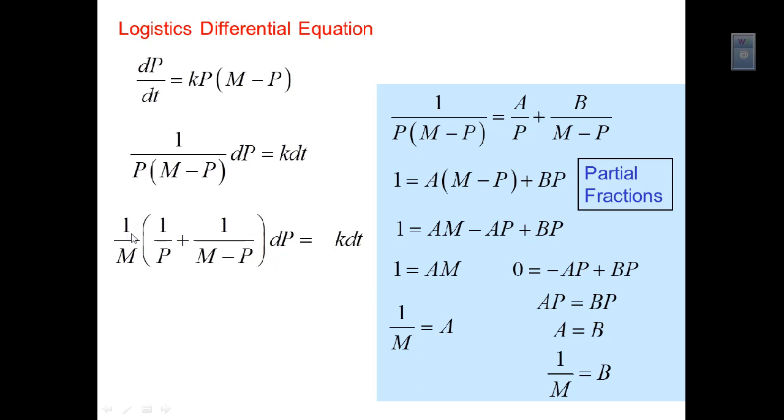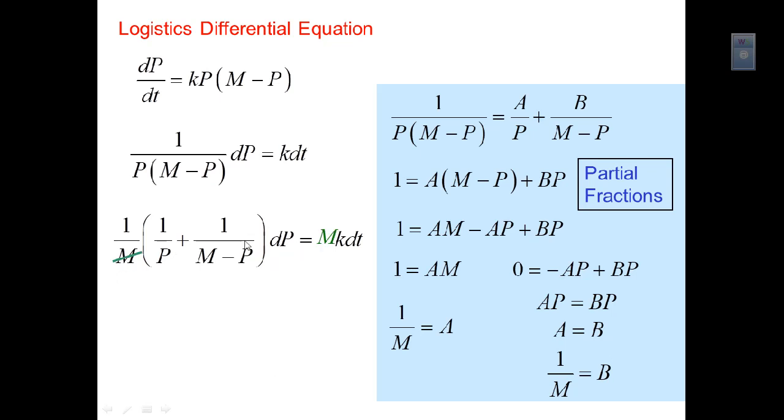So we end up with 1 over M times (1 over P plus 1 over M minus P). All they did was factor out the common factor of 1 over M and bring it all the way out to the front. And don't forget, once again, that's a constant. All right, and then we have k dt on the other side. Now we're going to integrate both sides.